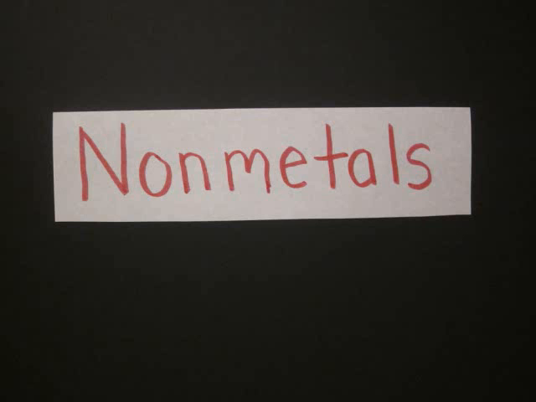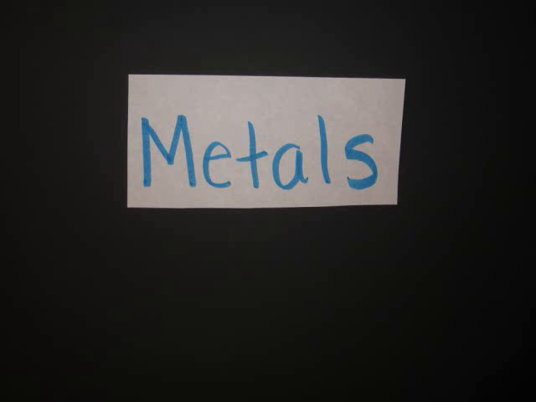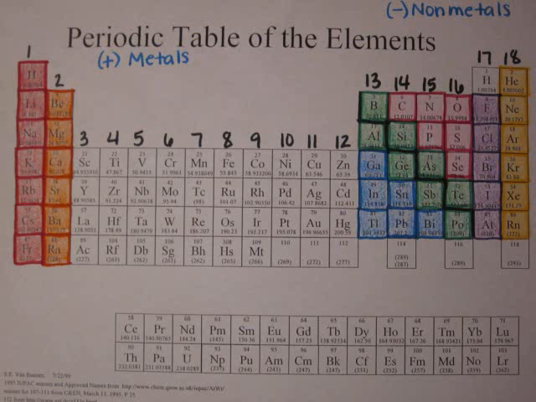Now we are going to jump back to the right side of the staircase. You want to color the remaining elements pink. These elements are your non-metals and are brittle, poor conductors of electricity, dull, and have a low melting point and low density. Now we are going to jump back to the left side of the stairs and color the remaining of the special metals blue. These metals are very reactive and good conductors of heat and electricity.